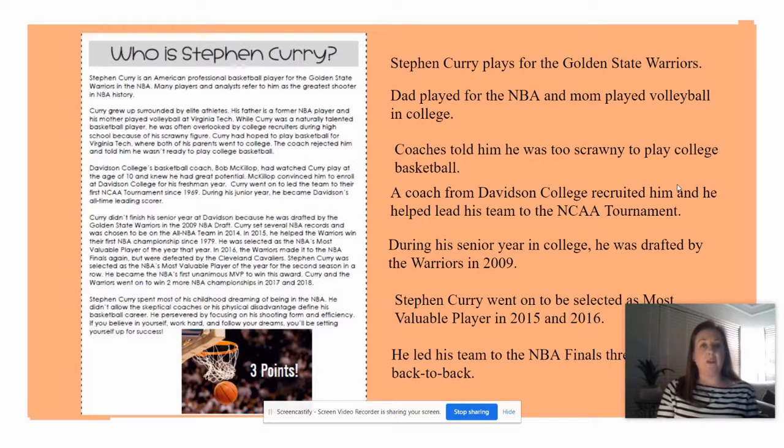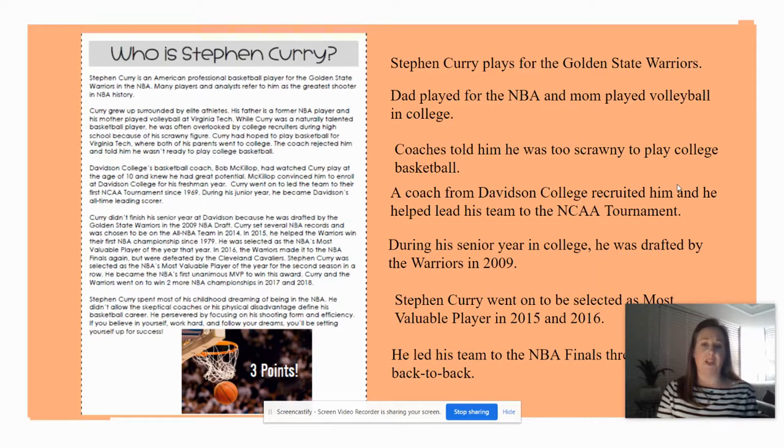Okay, so I've pulled out some important details that I want to include in my writing. I included that he plays for the Golden State Warriors. I included that his dad played in the NBA and mom played volleyball in college. That gives a little bit of background about what his life was like when he was younger. Also, I included that coaches told him he was too scrawny to play. Because again, I'm talking about those challenges that he overcame. I want to include that particular detail because it is important to our topic.